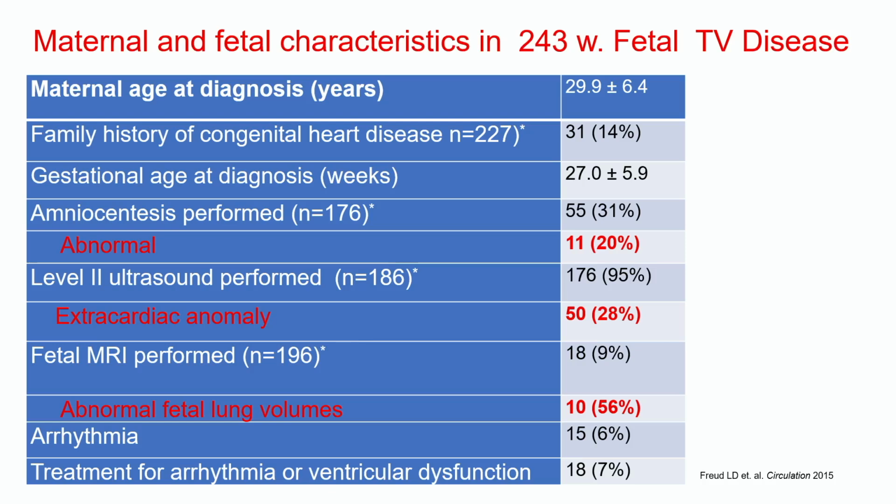An extracardiac anomaly was found in almost 30% of them. Again, kind of a surprise because at least I don't think of Ebstein's with extracardiac anomalies. The fetal lung volumes, not surprisingly, were abnormal and small in 56% of patients.